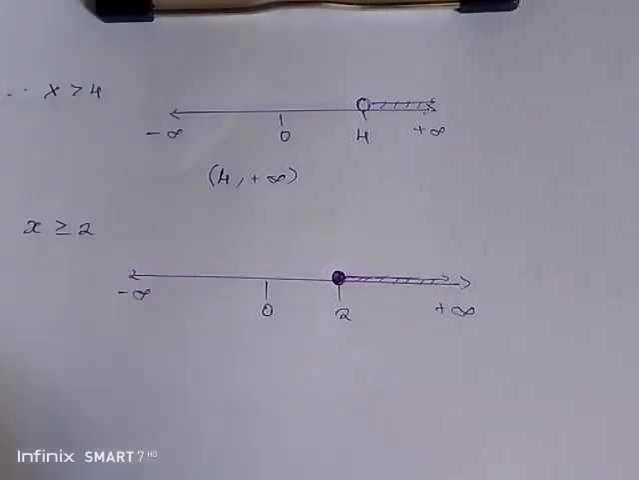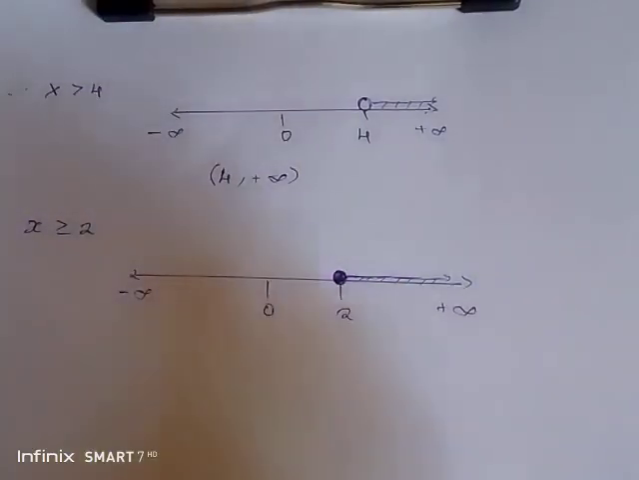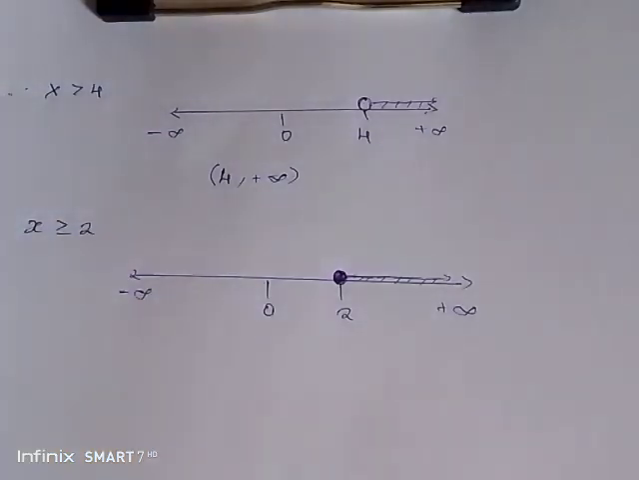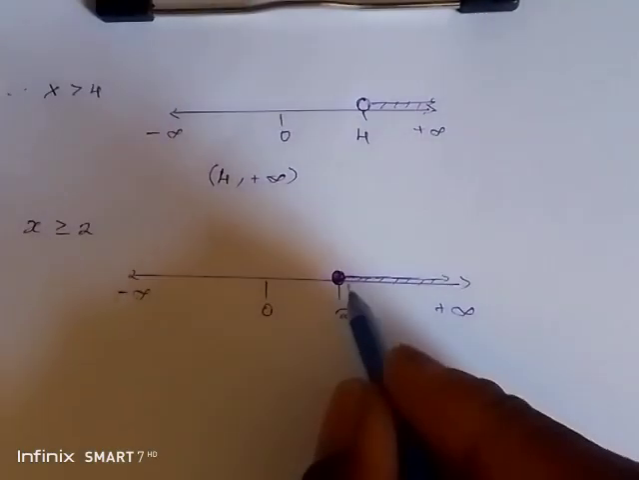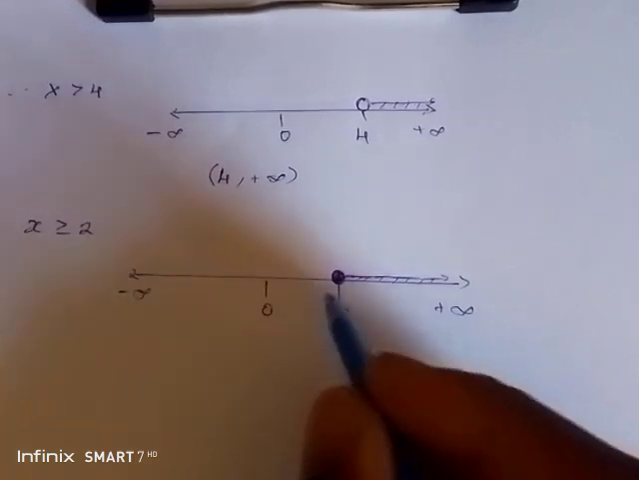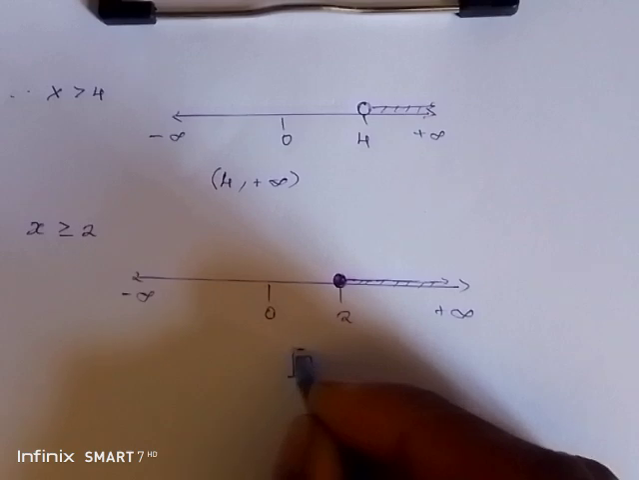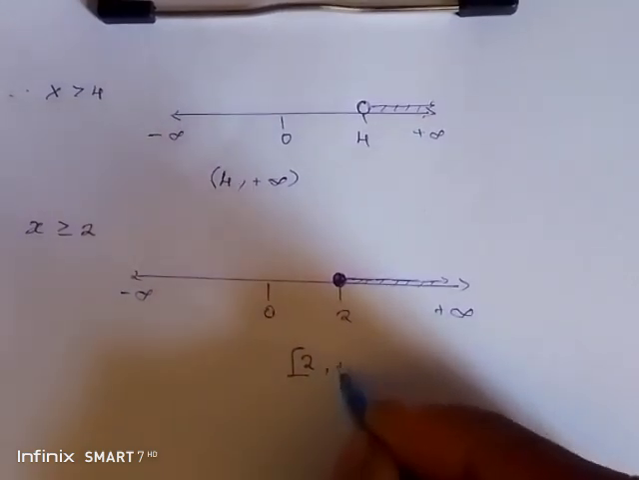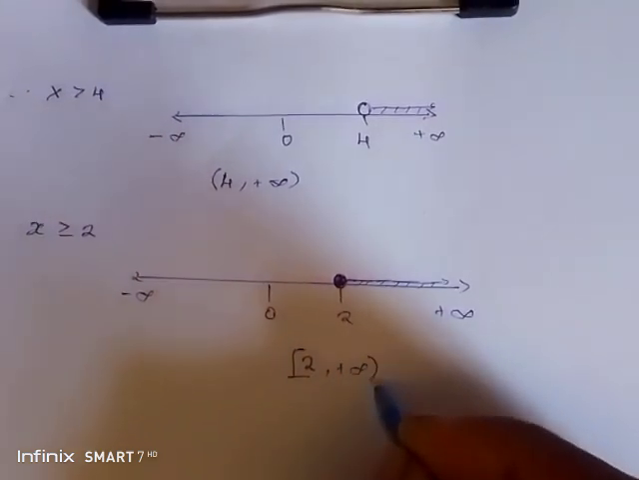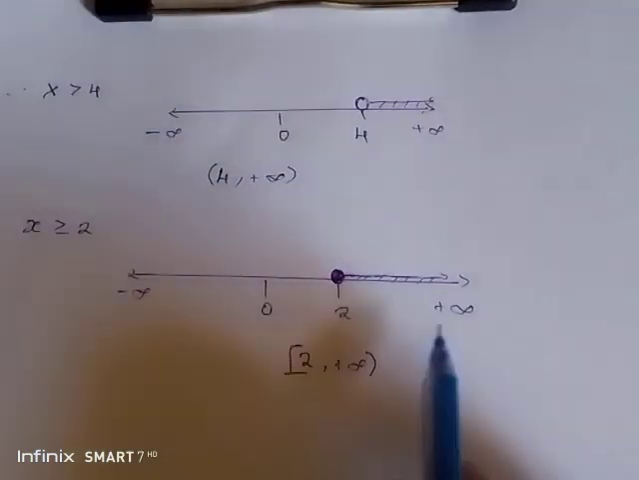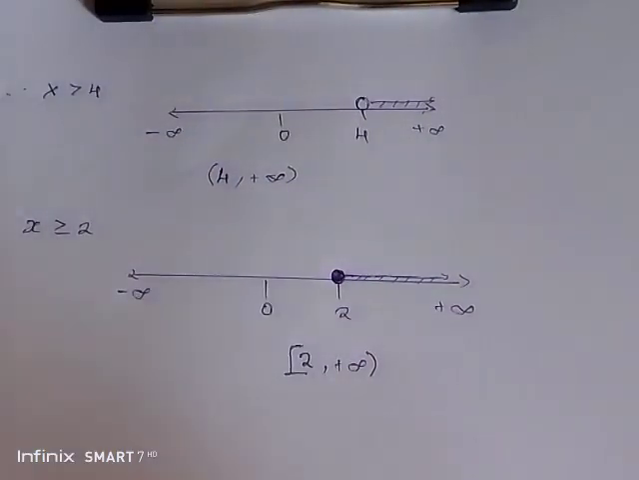So now, how to express this? We usually express the interval notation from left to right. So what is the first number that we have shaded, starting from our left side to our right side? This is 2. Since the circle on 2 is closed, we are going to say 2 with the square bracket all the way to positive infinity. For infinity, you always use an open bracket.